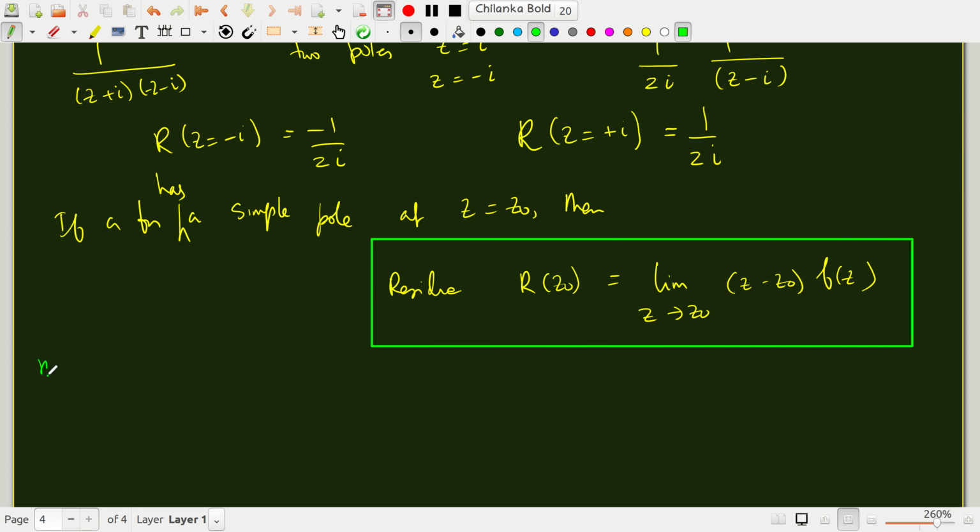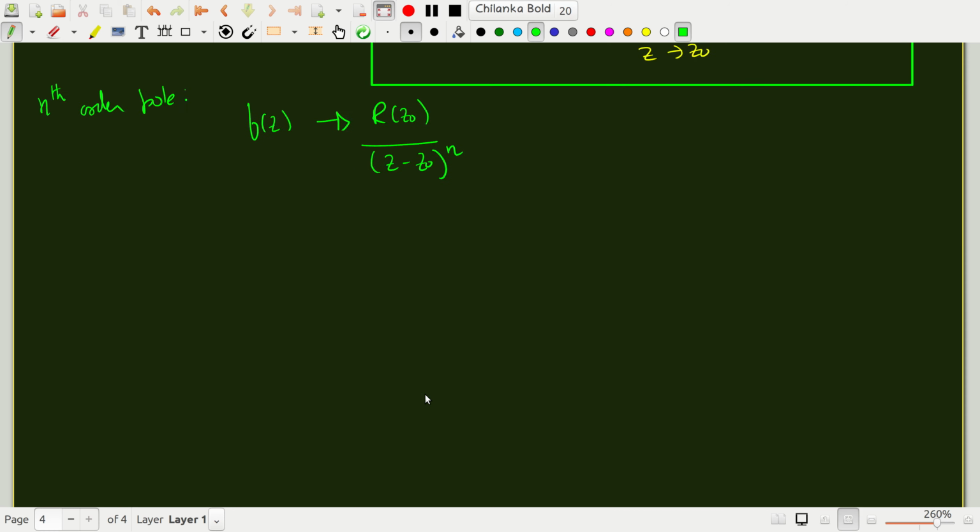Now you can generalize the notion of a pole to an nth order pole, where f of z will behave as r of z naught by z minus z naught whole to the n. So if the denominator has a power n, it's called an nth order pole. Now these are called pole singularities.